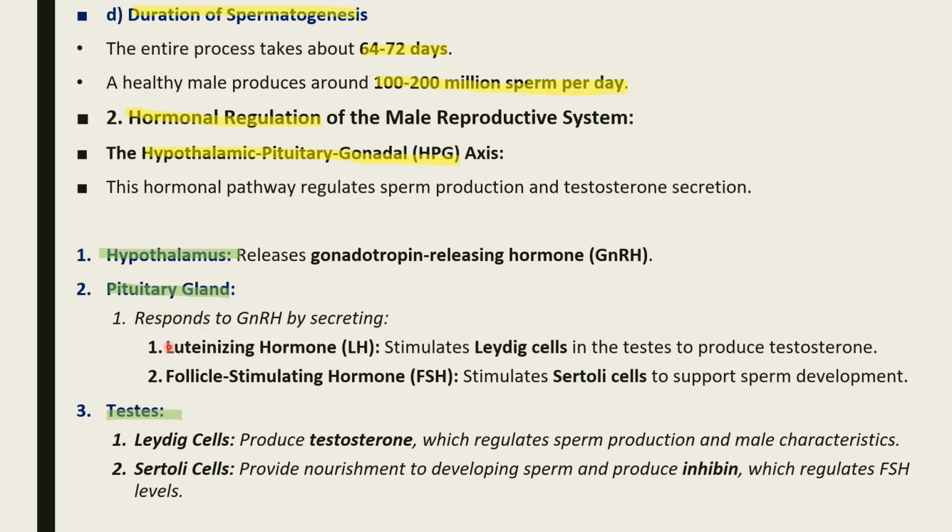The pituitary gland responds to GnRH by secreting LH and FSH. LH stimulates Leydig cells in the testes to produce testosterone, while FSH, follicle stimulating hormone, stimulates Sertoli cells to support sperm development. The Leydig cells produce testosterone, which regulates sperm production and male characteristics, while the Sertoli cells provide nourishment to developing sperm and produce inhibin, which regulates FSH levels.